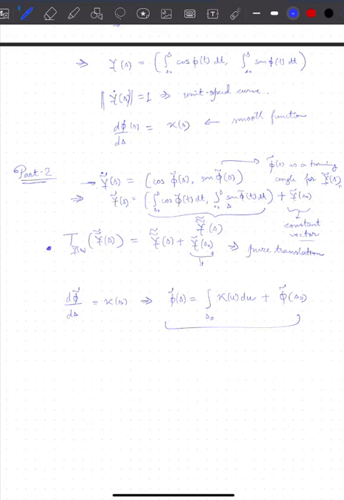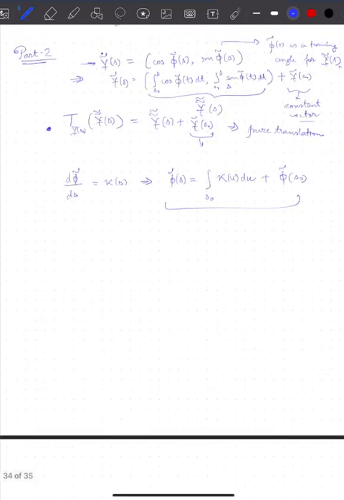So one part of the isometry argument is done. Now let's go to the second part. So now let's consider gamma tilde tilde as a function of s, and it has these two components: the integral from s naught to s of cos phi tilde t dt, and comma, the integral from s naught to s of sine phi tilde t dt.